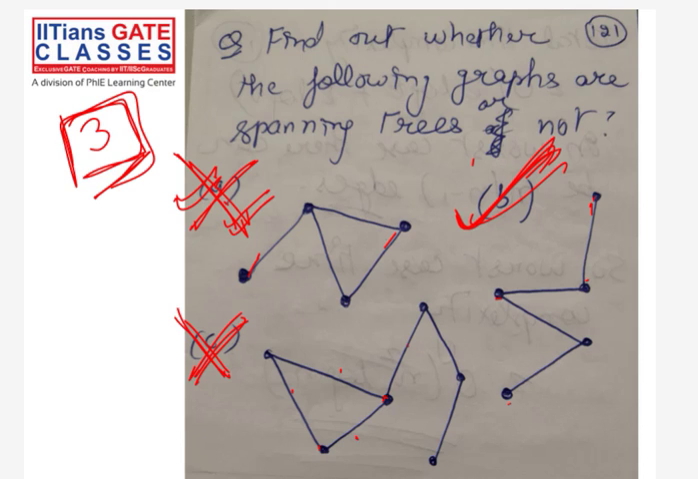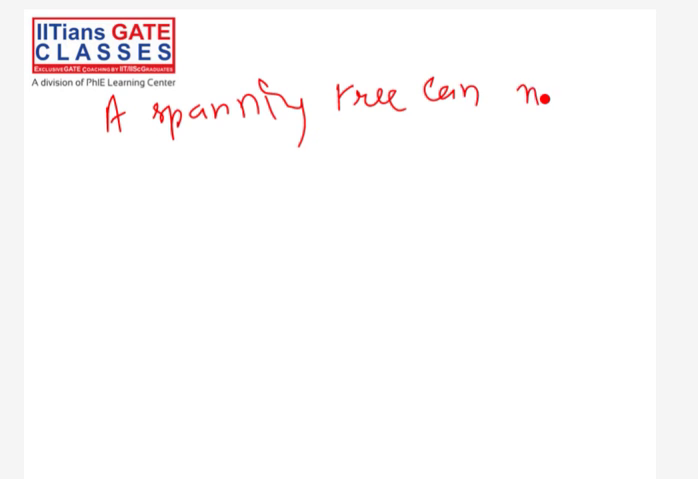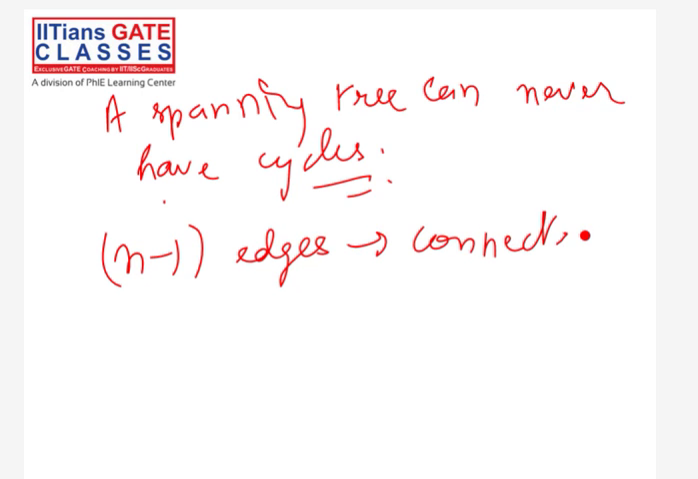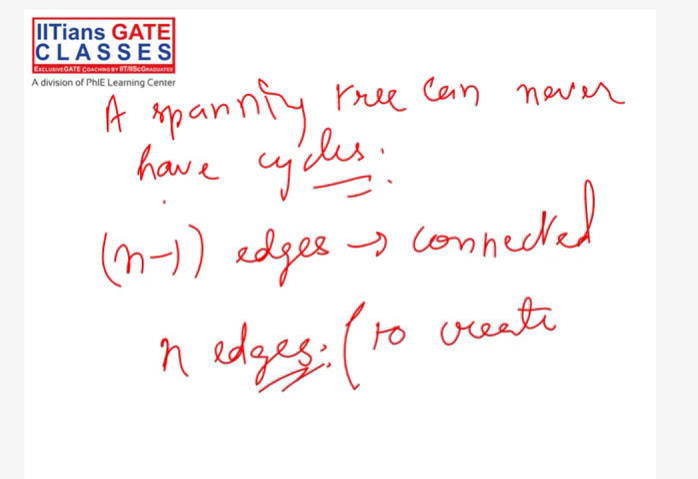Okay, now can I conclude from this that a spanning tree can never have cycles? Yeah, because I'm saying it should have n minus 1 edges and it should be connected. Remember one thing, if you take any graph and you want a cycle, you should have at least n edges. So these small things they can ask. You should have at least n edges to create a cycle if you have n vertices in a graph.